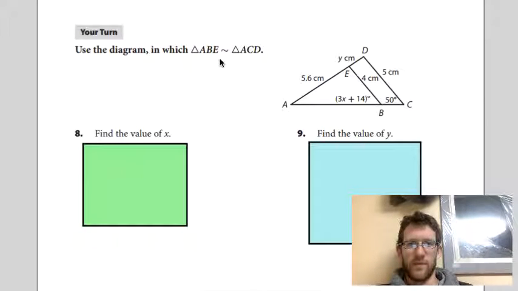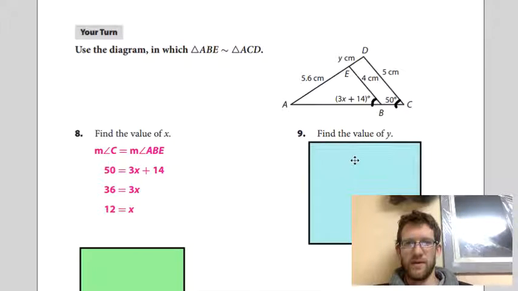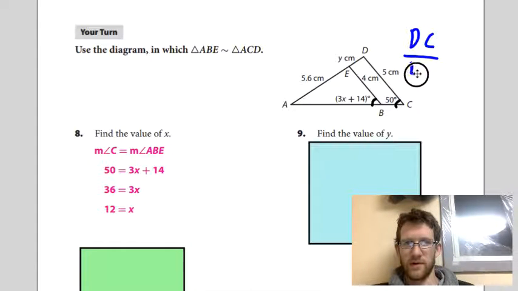All right. Again, we can set up this ratio. So we have ABE is similar to ACD. If we want to find the value of x, we know that this angle is good. That one's pretty doable. You just solve. Value of y is a little harder. This time we know that this side, DC and EB, we can set up that ratio. We can say DC over EB is equal to AD over AE.